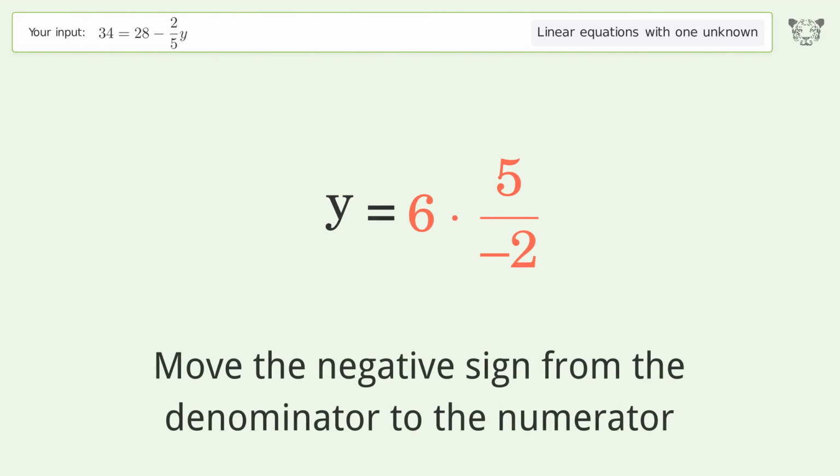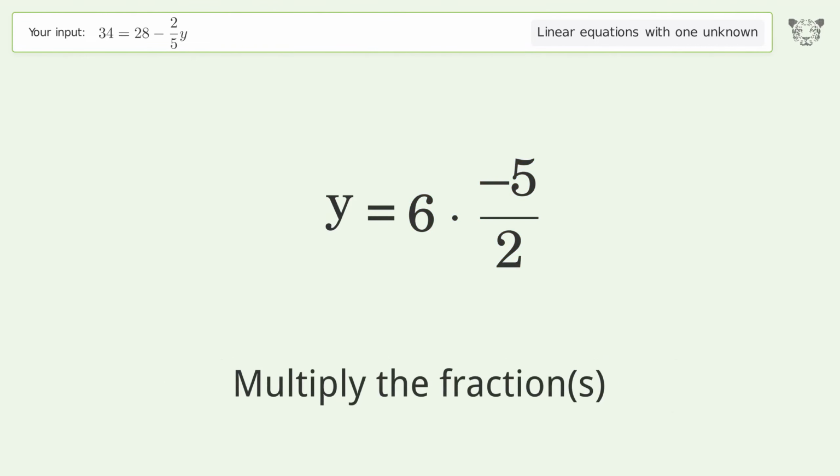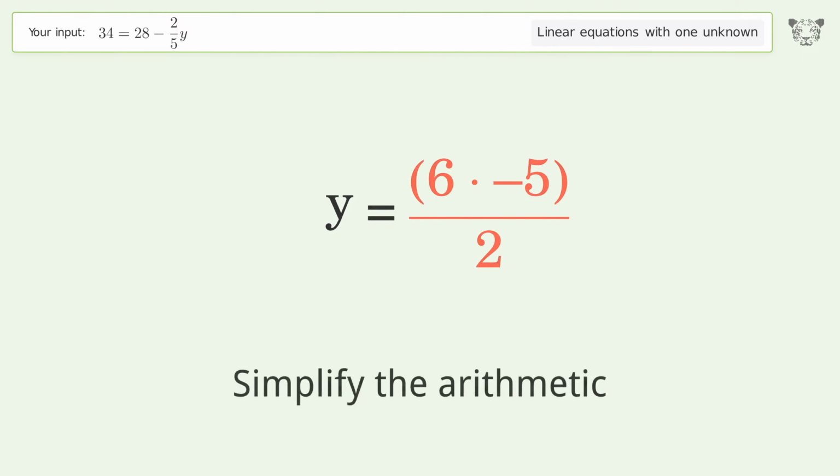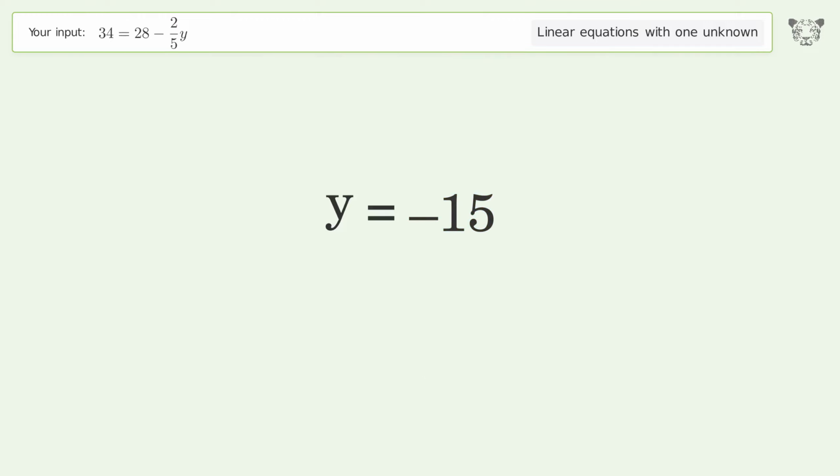Move the negative sign from the denominator to the numerator. Multiply the fractions. Simplify the arithmetic. And so the final result is y equals -15.